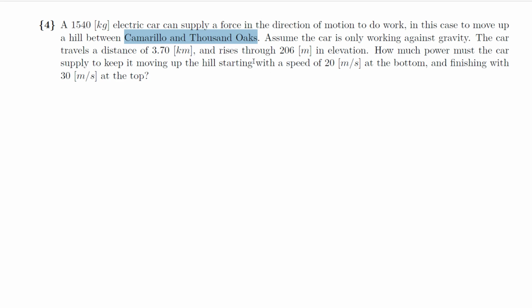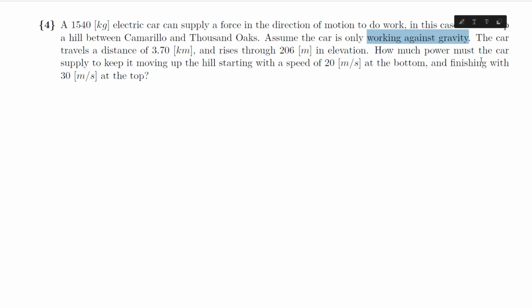So we're going to basically draw some incline between 2 points. Assume the car is only working against gravity. Okay, so this is a way of saying that if you have things like friction or any other forces you're thinking of, don't consider it. We're only going to consider that the car supplies a force in the direction of motion to do work, and that is only opposed by gravity.